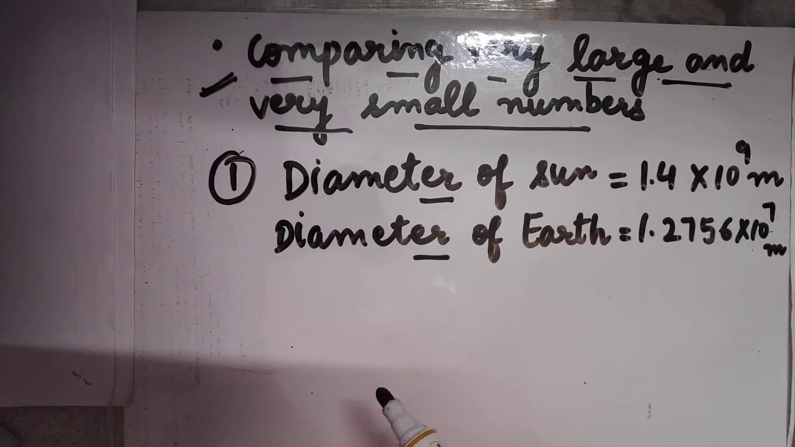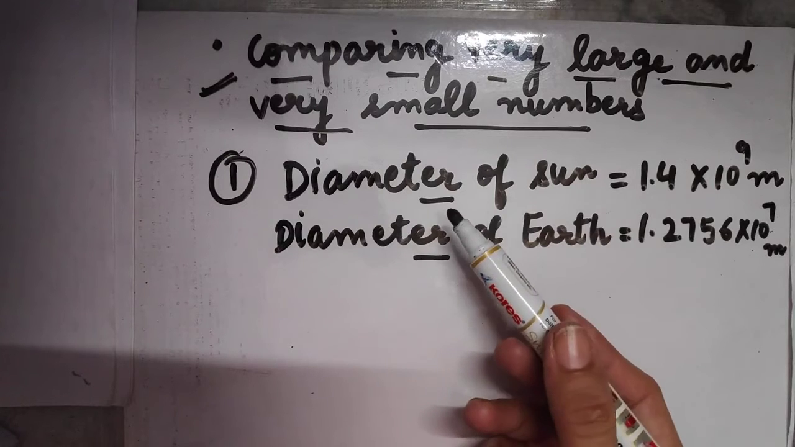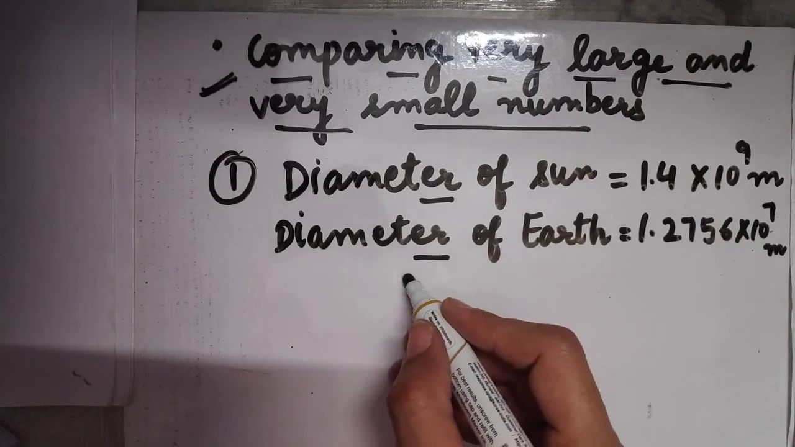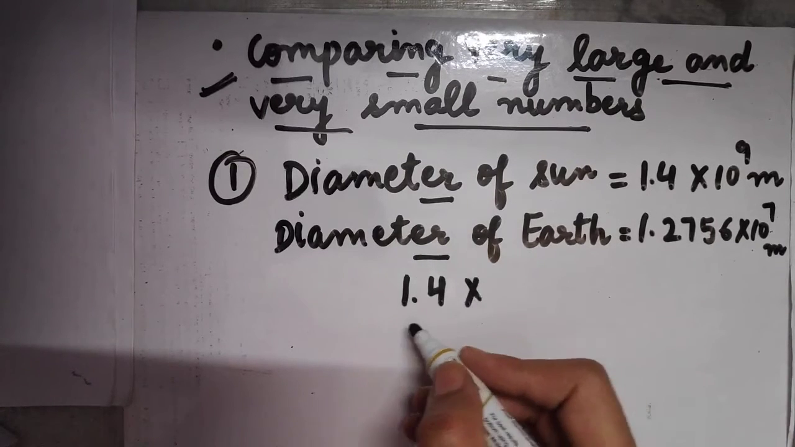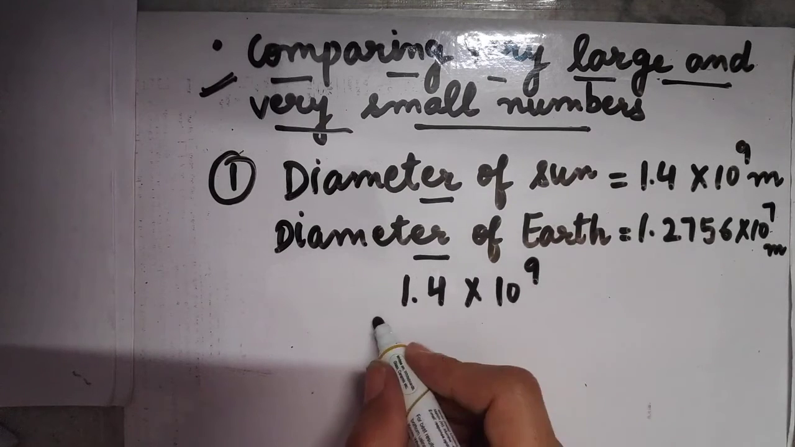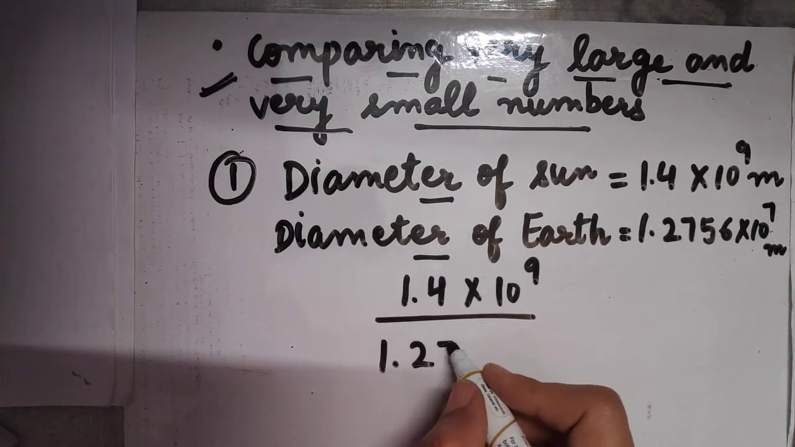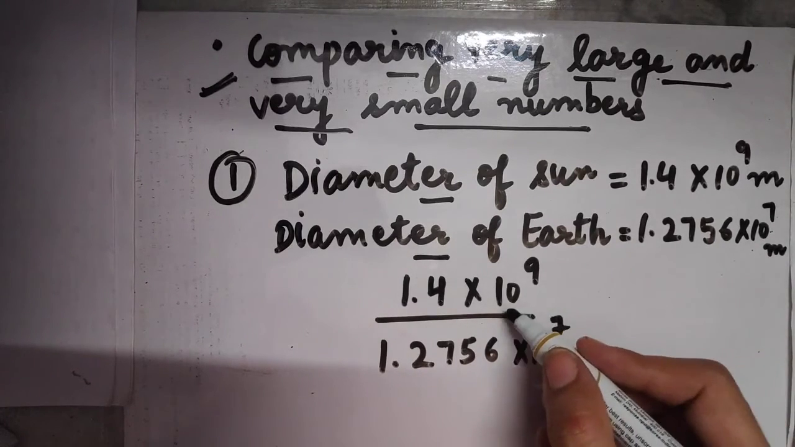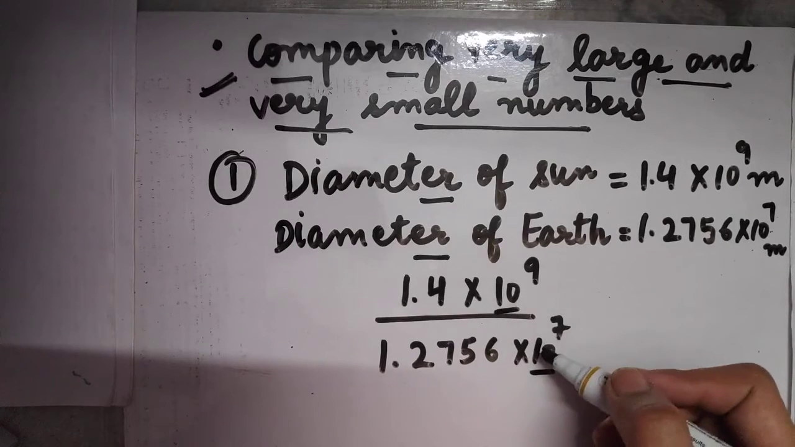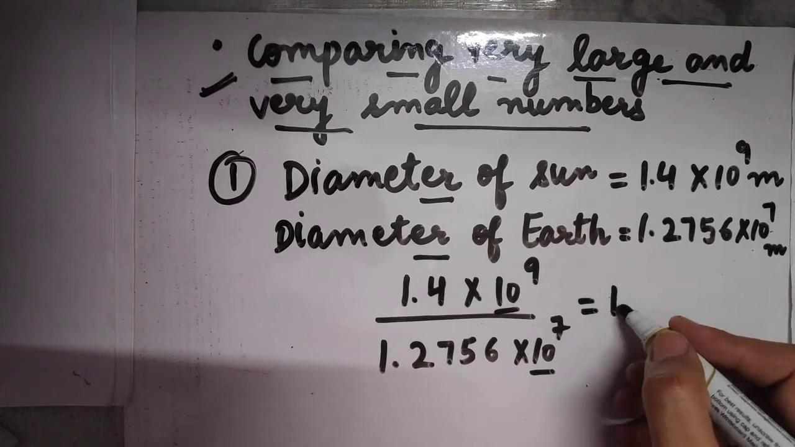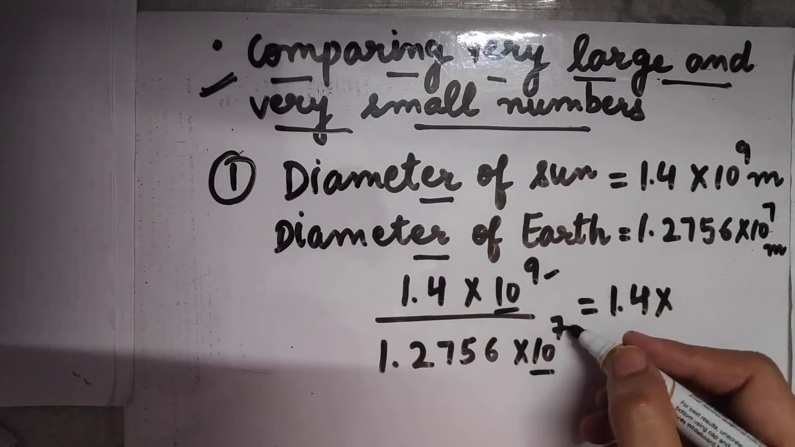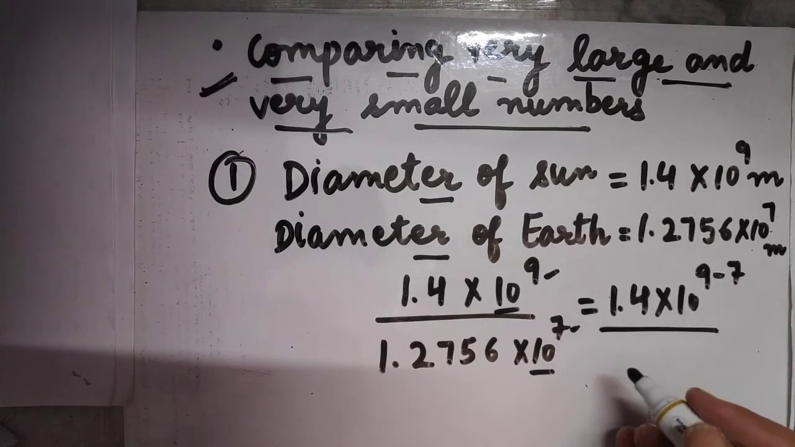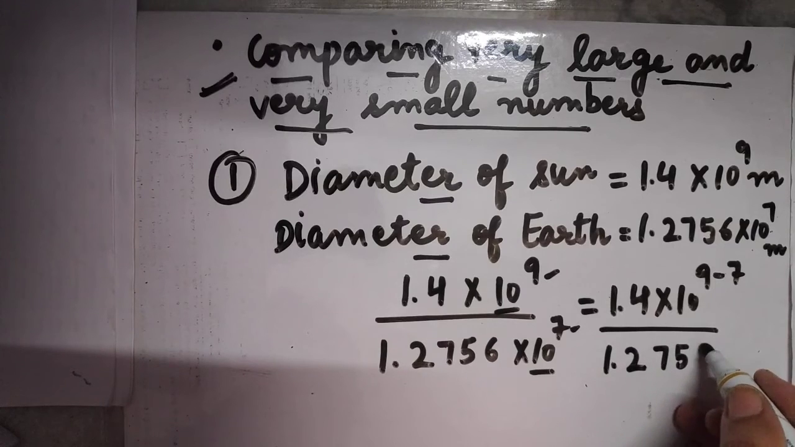So let us compare these two diameters. To compare, I need to take their ratio, that is, I need to divide them: 1.4 into 10 raised to the power 9 divided by 1.2756 into 10 raised to the power 7. Now this base is same and they are being divided. Then what is the exponent law? Their exponents will be subtracted. So it will be 10 raised to the power 9 minus 7 as per the law of exponent. This will remain as it is in the denominator.